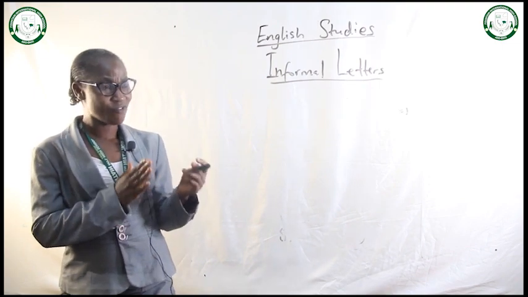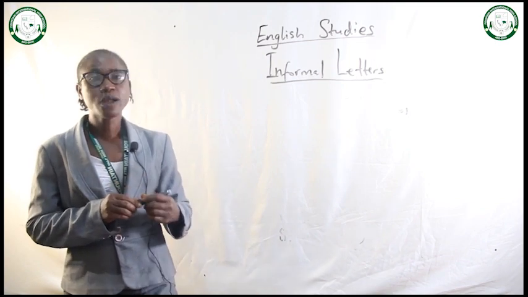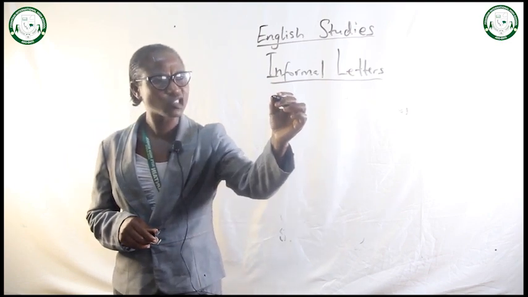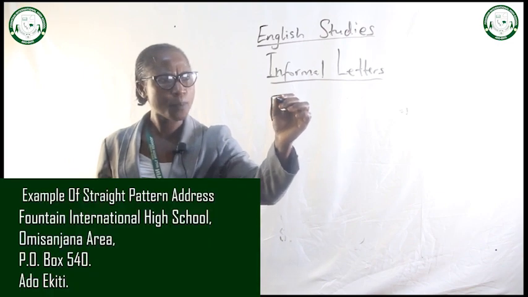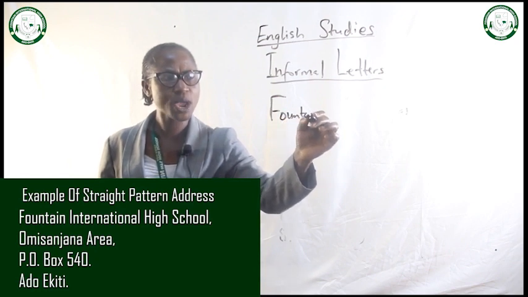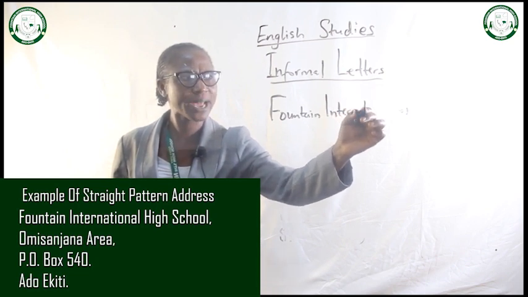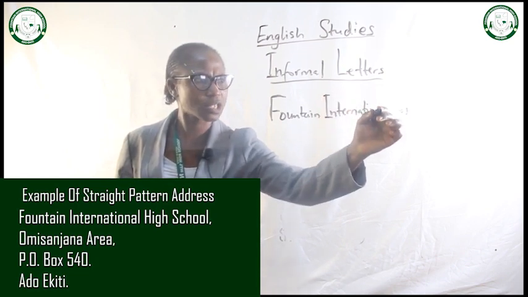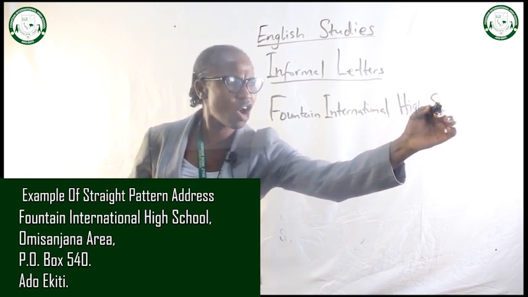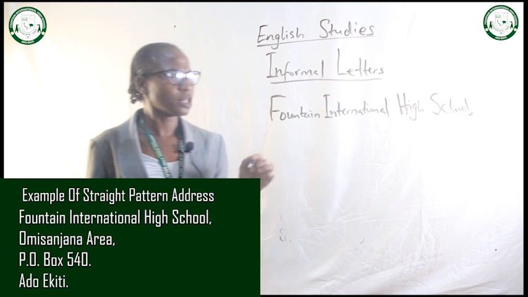So I will be writing the first one on the board, which is the block method. Let's take a look at our school address, Fountain International High School. Do not forget, whenever you are writing something that has to do with a proper noun, the first letter must be in the uppercase form. So for Fountain, we have the F in the uppercase form. International, the I also in uppercase form. High School, the H in the uppercase form. Make sure all your letter i that is in the lowercase form is dotted.